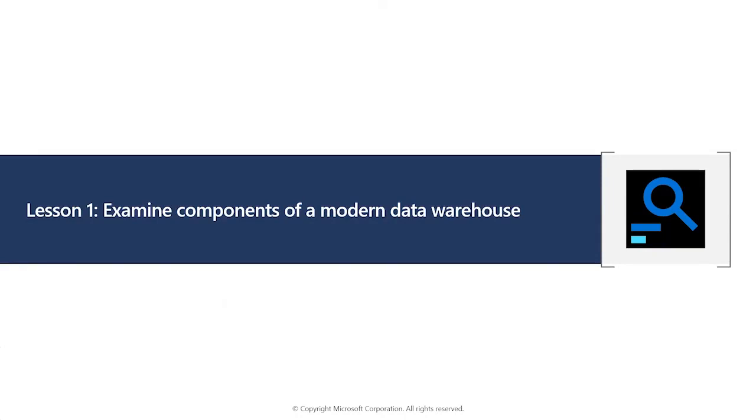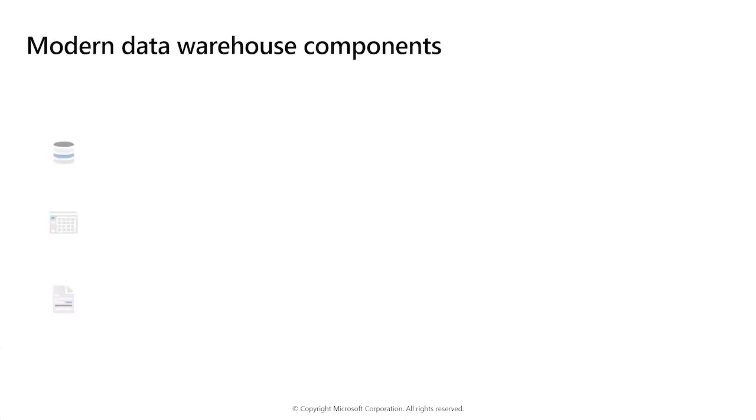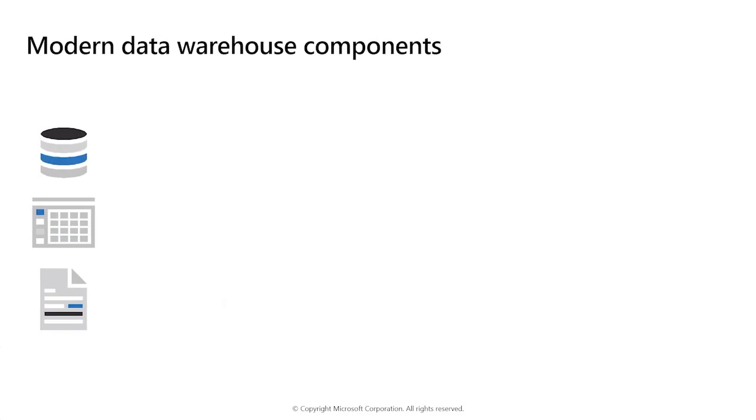Lesson 1. Examine components of a modern data warehouse. The data from relational and non-relational services is retrieved and formatted by using Azure Data Factory. This process is known as ingestion. The formatted data is then written to Azure Data Lake Storage. Now, Azure Data Lake Storage enables you to store large volumes of data quickly and easily prior to analyzing it.